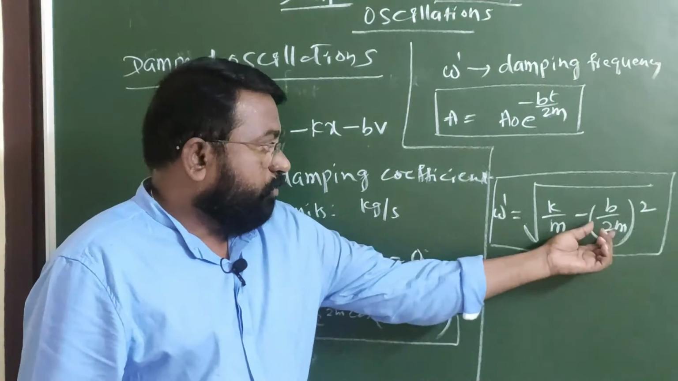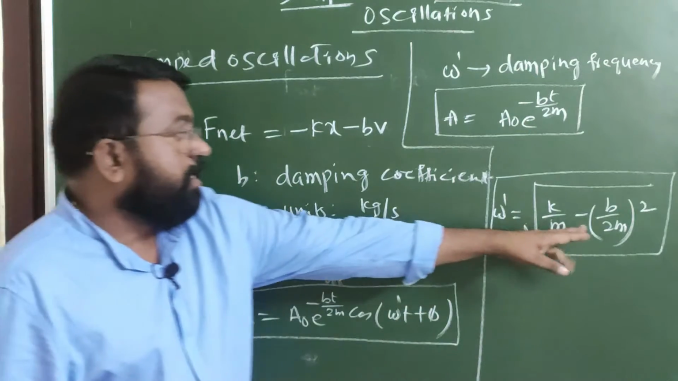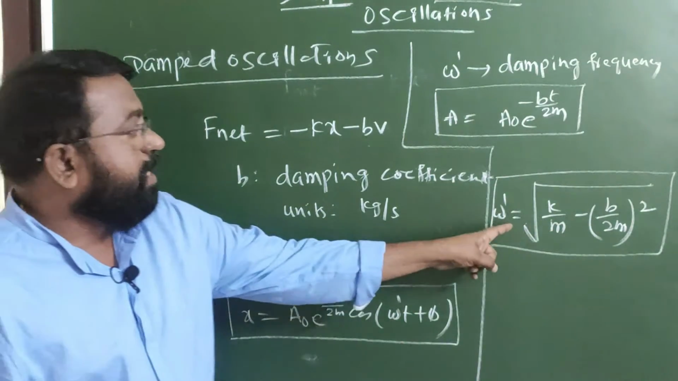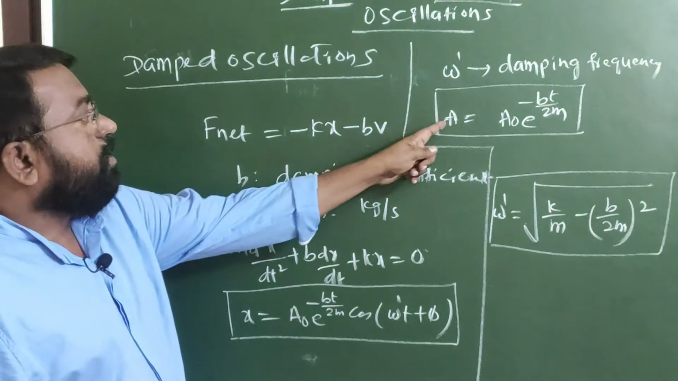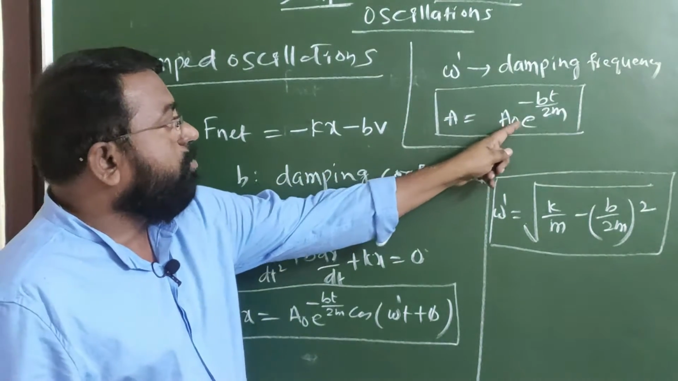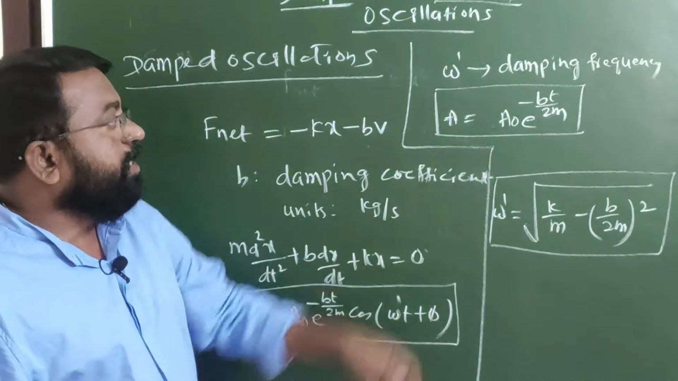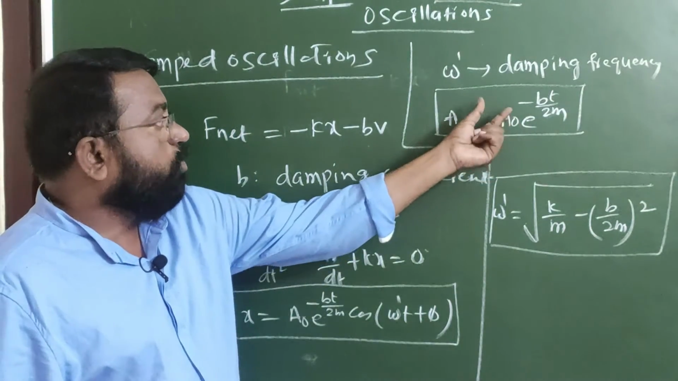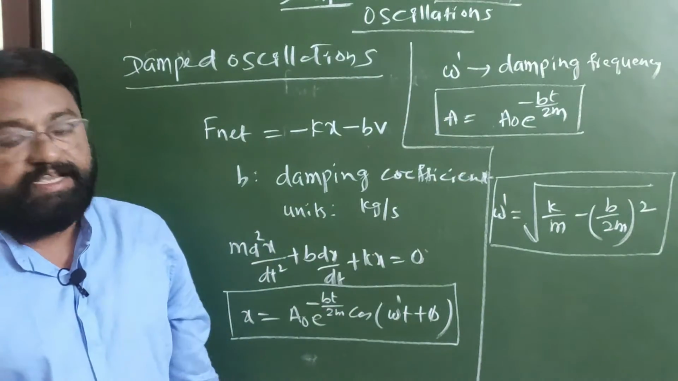This part is due to the damping force, that is the drag force, through the damping coefficient. Omega dash is equal to square root of k by m minus (b by 2m) whole squared. So here amplitude A is equal to A naught e to the power of minus bt by 2m. Here A naught is the initial amplitude, therefore it is an exponential term. Amplitude due to the drag force decreases exponentially.